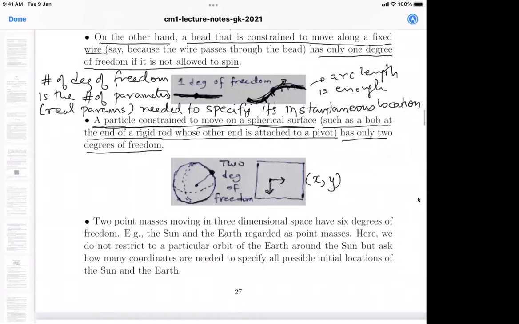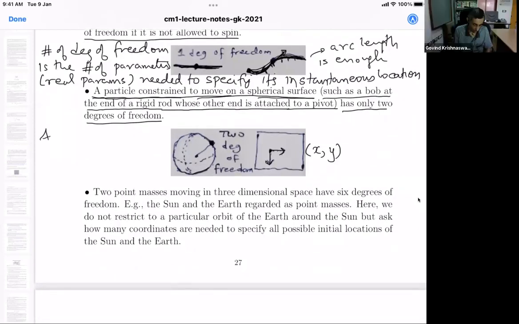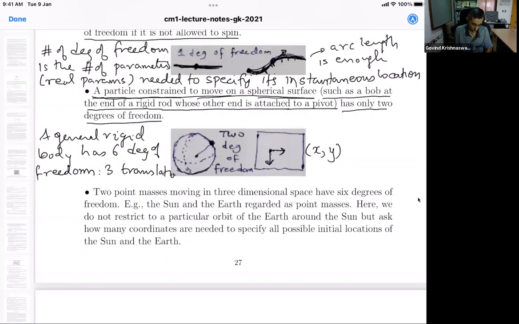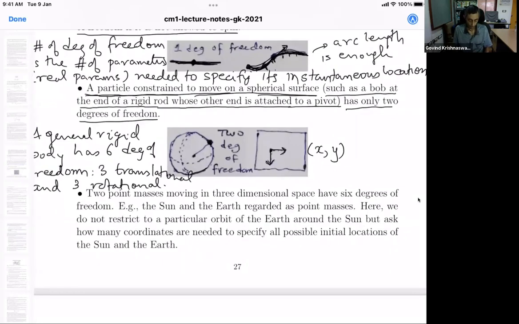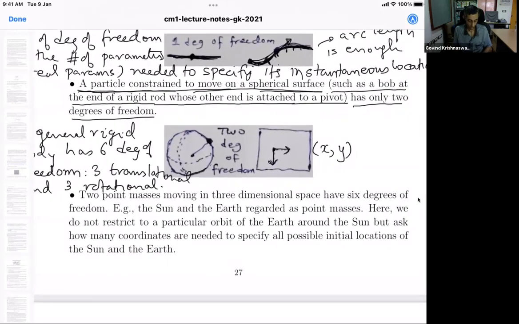Yes, sir. Okay, so I will just write here: a general rigid body has 6 degrees of freedom, 3 translational and 3 rotational. And that's what we just explained.